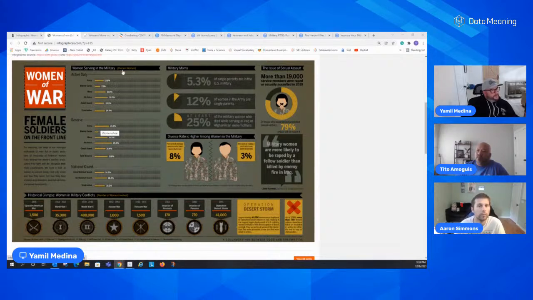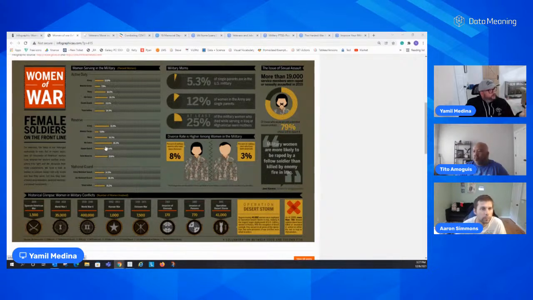For example, in the active duty Army, 13.5% are women, and in the Air Force, 19.2%. I thought it was cool to see the difference between all of them. For me, it was very interesting that the Navy has 16%. So it's pretty high between the Navy and the Air Force, and I was drawn to this area to see that difference.